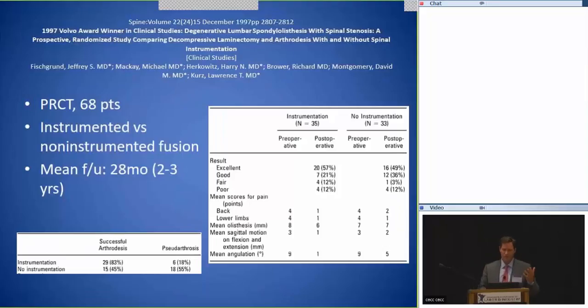So what happened is his fellow, Jeff Fishkin, followed that up several years later and looked at patients who had instrumentation versus patients who didn't have instrumentation. Because some of you that are older in the room probably remember a day where people were arguing about, do screws matter, right? And initially people said, no, it didn't matter. And this is the study that they would quote because clinical results at 2 to 3 years were the same. But look at the fusion rates. 83% of patients with instrumentation fused versus 45% of patients without instrumentation.